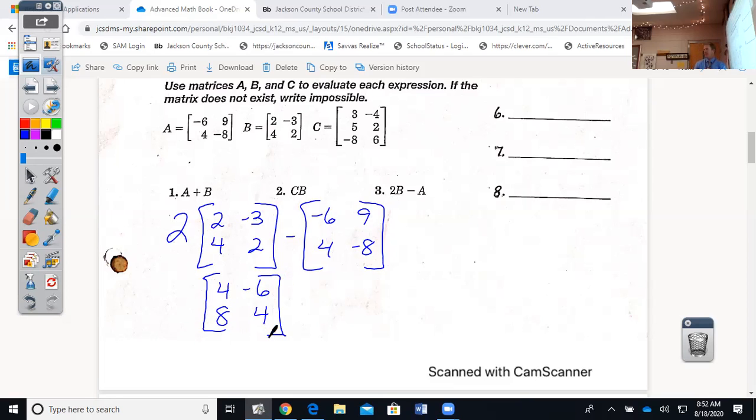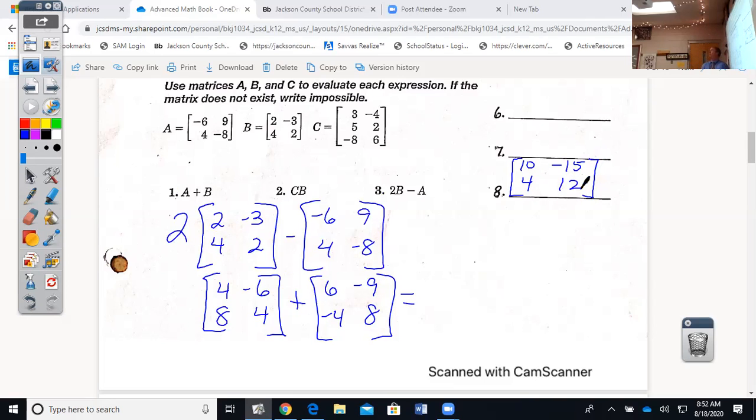You don't have to do this. This is just the Coach Knight way of doing things. I'm going to change that to a positive and change all the signs inside the matrix. So positive 6, negative 9, negative 4, positive 8. And then you just add. So 4 plus 6 is 10. Negative 6 and negative 9 is negative 15. 8 minus 4 is 4. And 4 plus 8 is 12.